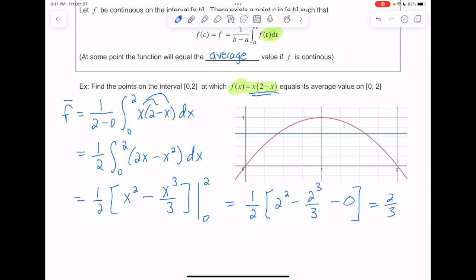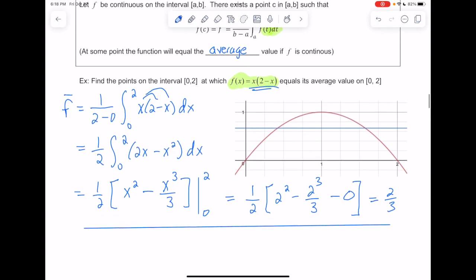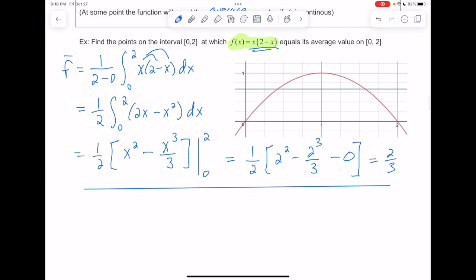All right, so now part 2, we found the value of the function. They said find the points on the interval from 0 to 2 where the function takes on its average, because that is what's being claimed by the mean value theorem. Our function here is a polynomial, so it is continuous, so it should achieve its average somewhere between 0 and 2. They're asking us to find those spots. This is a pure algebra task now. Take that average value, 2/3, set that equal to the original function, which was the x times 2 minus x. Now just use algebra to solve.